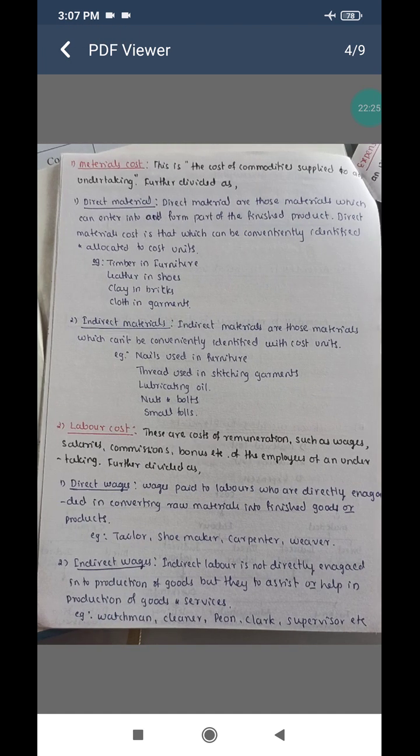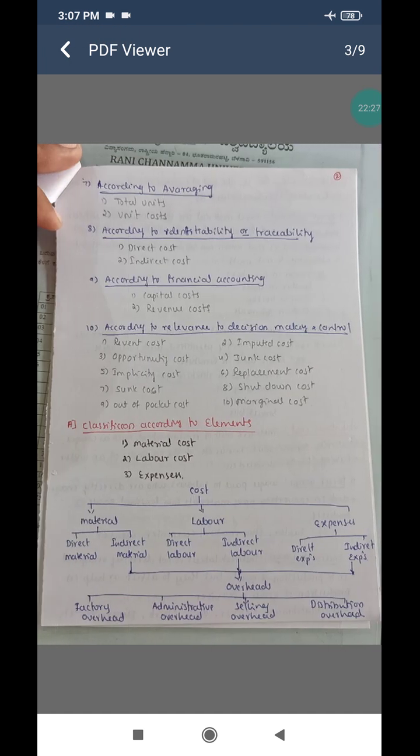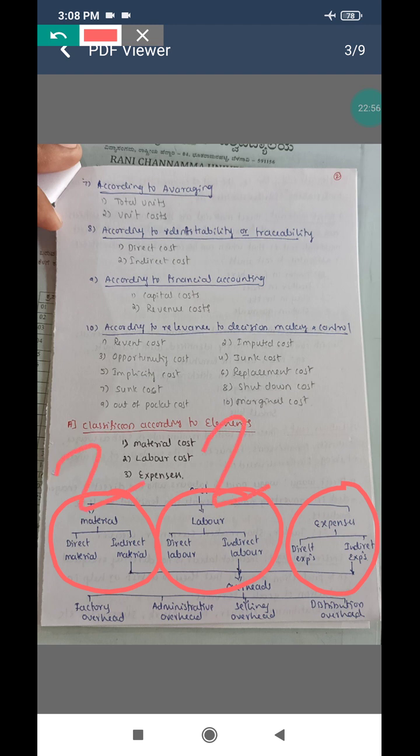Okay, so in the next class we will discuss the meaning of material cost, labor cost, and expenses. So in that, indirect and direct will be there. So this will be discussed in the next class. And remember these are very important for 2 marks. They will ask what is indirect material, what do you mean by indirect labor, what do you mean by indirect expenses. This will be asked for 2 marks.